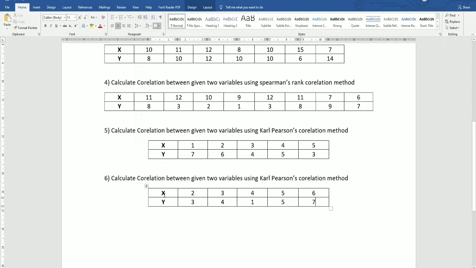x and y are given, the values of both of these variables are also given. For x the values are 2, 3, 4, 5, 6, and for y the values are 3, 4, 1, 5 and 7. And what we have to do is calculate the correlation between the two variables using Karl Pearson's correlation method. So let us solve the given problem.